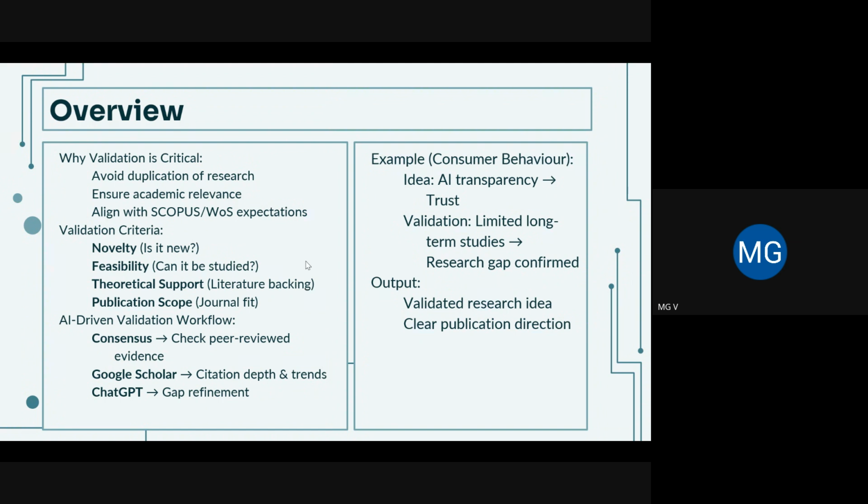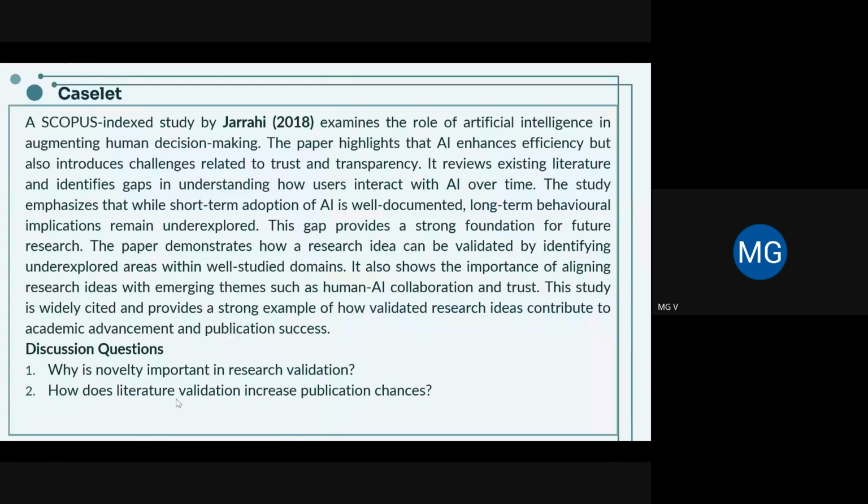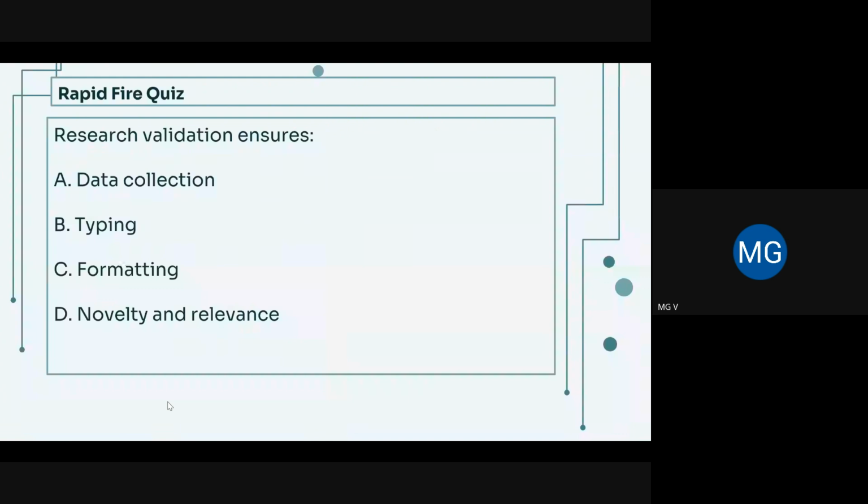ChatGPT can then refine the idea by identifying gaps and suggesting improvements. For example, while many studies examine AI and consumer trust, fewer focus on long-term trust dynamics, which confirms a research gap. This validation process ensures that the research idea aligns with the Scopus standards and has a high probability of publication. Right? Then we have a caselet.